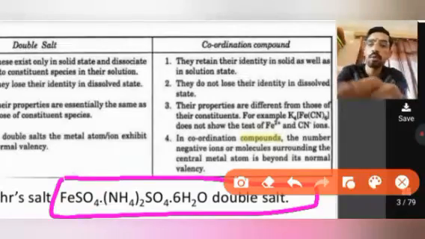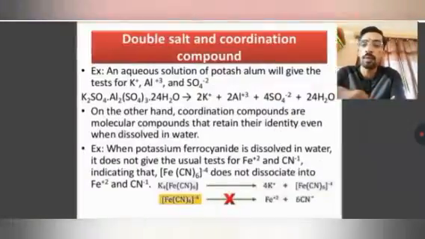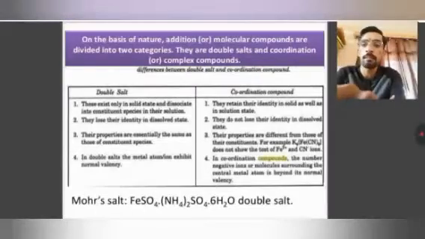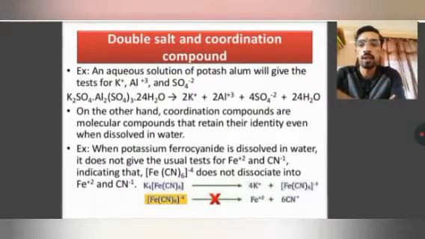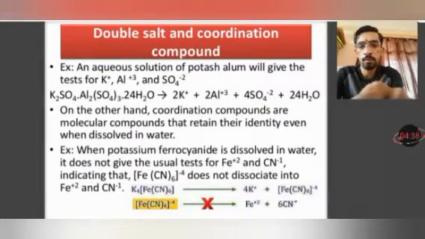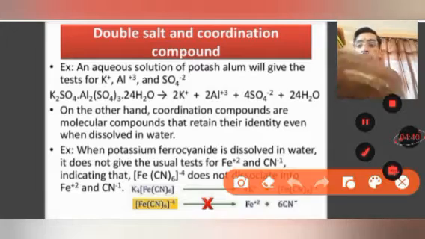Again, there are two types of complex or addition compounds on the basis of nature: double salt and coordinate compound. We have already discussed the differentiation. Now, some more information about double salt and coordinate compound.